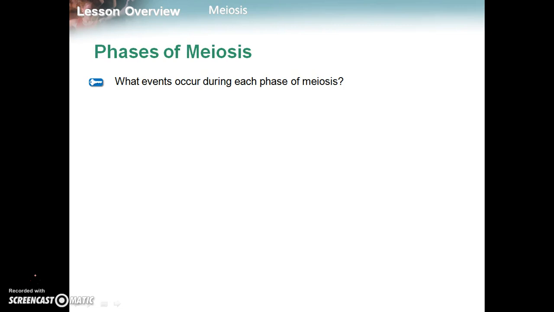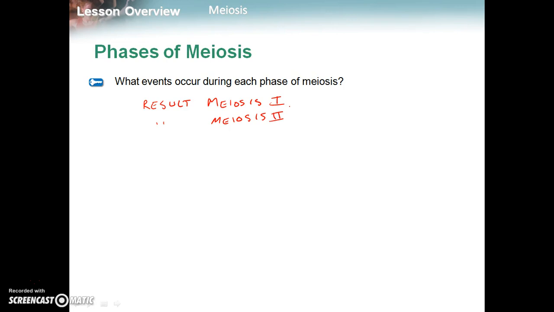So the question we're trying to answer today is what events occur during each phase of meiosis? And what's really important for you is what's the result at the end of meiosis 1 and the result after meiosis 2. Those are going to be super important for you as we move along through the rest of this unit.